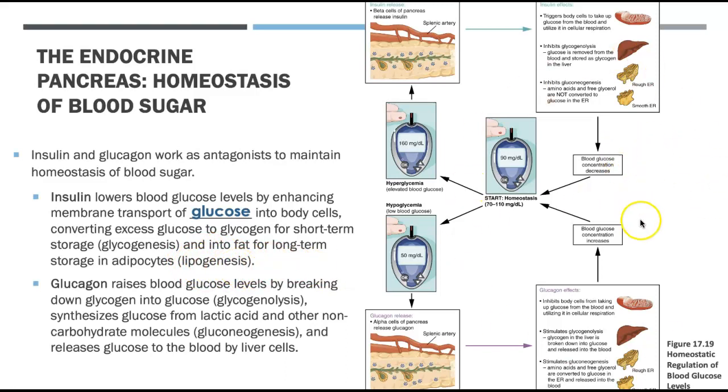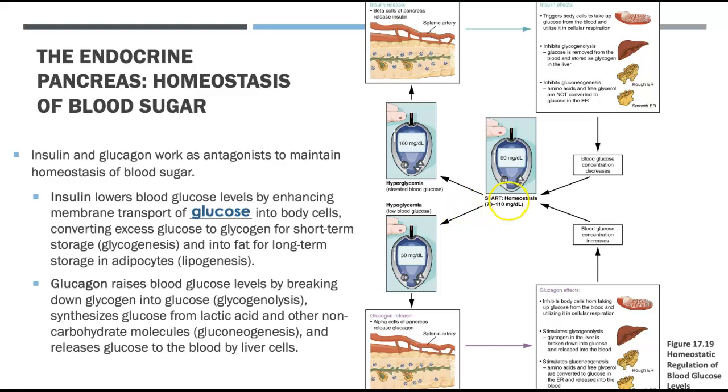So in our figure here, we are going to use insulin when we have hyperglycemia, or we are hyperglycemic. What happens is our beta cells produce insulin and release it. Then we can have our body cells take up glucose from the blood and use it within cellular respiration in our mitochondria, as long as oxygen is present. Then we are going to inhibit our glycogenolysis so that we can remove glucose and create glycogen for our liver. And then we can inhibit our gluconeogenesis, so our amino acids and free glycerol are not converted into glucose within the endoplasmic reticulum. All of this helps to decrease the concentration of our blood glucose to go back to homeostasis.